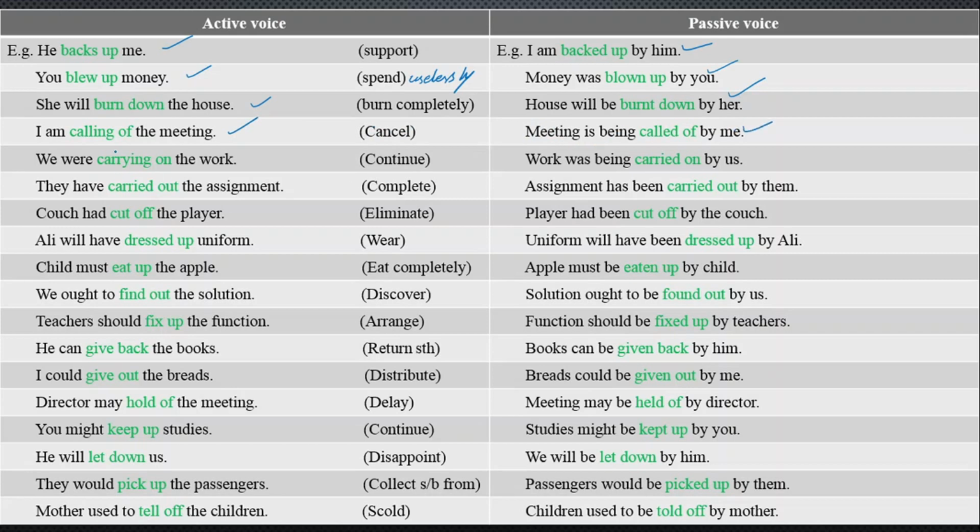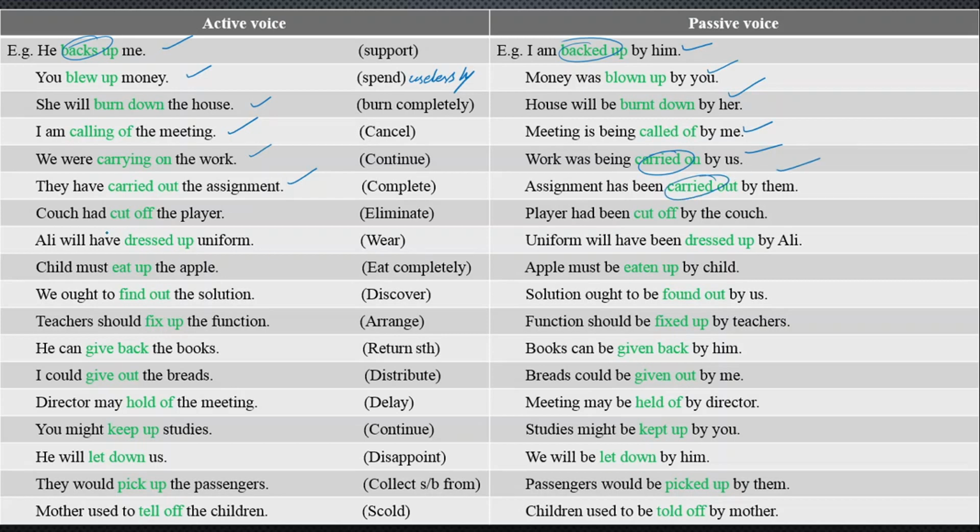Keep in your mind, I've underlined them with green. Backed up is the third form, because in passive voice we always use the third form of the verb. In the same way, we were carrying on the work means we were continuing the work. Work was being carried on by us, means continued by us. And next is carried out. It means complete. They have carried out the assignment. Assignment has been carried out by them.